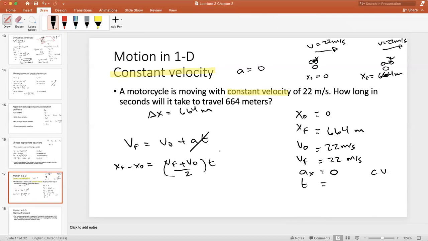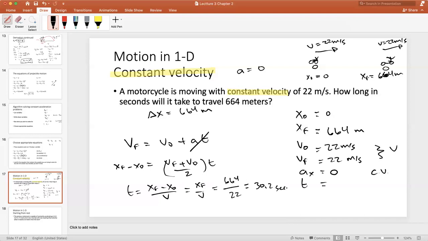V final and V initial are just V. I'm going to call these V. So 2V over 2 is just V. And what this says is that T is X final minus X initial over V. I know that X initial is 0, so this is really just X final over V, obviously, which would be 664 divided by 22. And I have my calculator handy. 664 divided by 22 is 30.2 seconds.